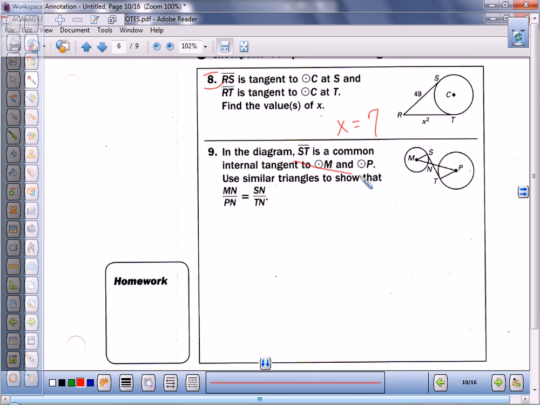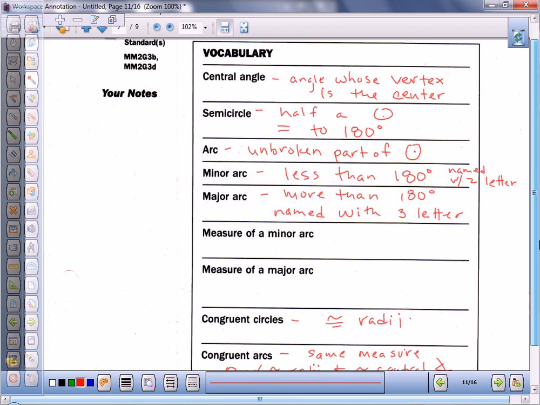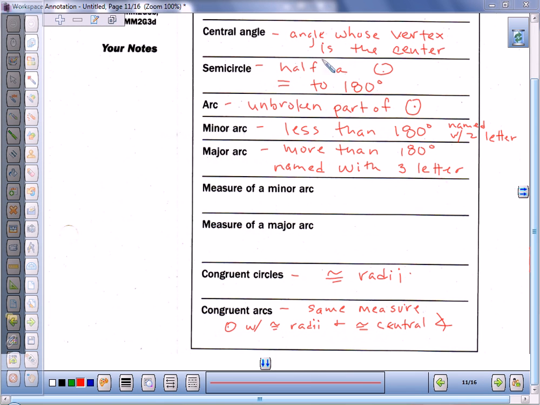All right, now the next section talks about arcs and central angles. So just a refresher, a central angle is an angle whose vertex is at the center of a circle. Now we have some more definitions here. A semicircle is just half the circle, and its measure is equal to 180 degrees. An arc is just an unbroken part of the circle, and we define them as minor arcs and major arcs. Minor arcs are less than 180 degrees, and we'll name those with only 2 letters. Major arcs are more than 180 degrees, and they are named with 3 letters.